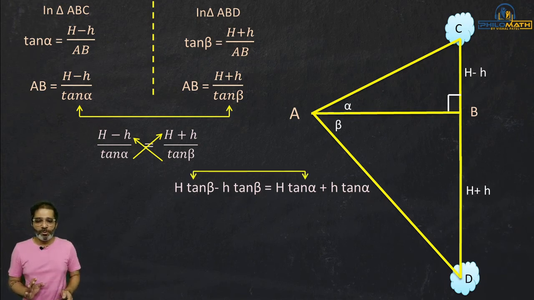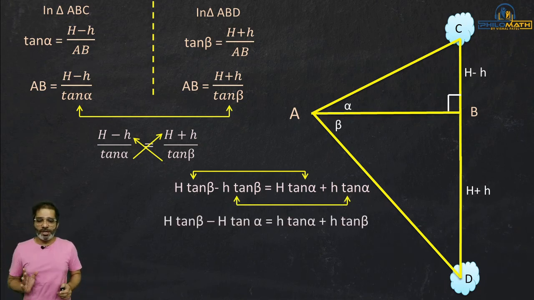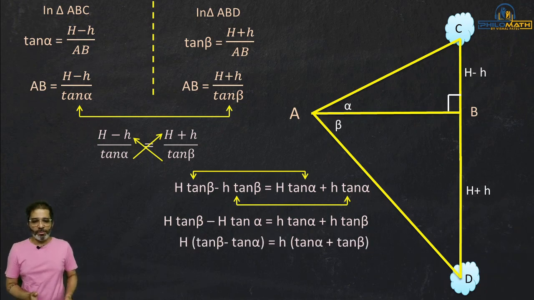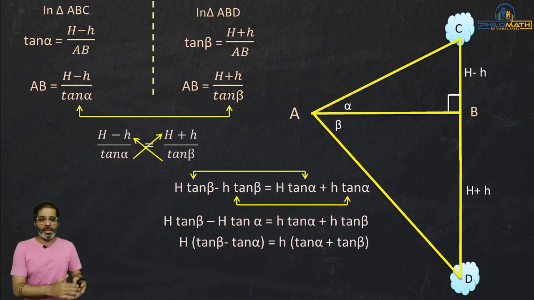Now what I'm going to do is I'm going to bring capital H terms on the left hand side and small h terms on the right hand side. So let us shift the terms and see what I get. Capital H tan beta minus capital H tan alpha equals small h tan alpha plus small h tan beta. So now what I can do is I can take capital H common from the left hand side and small h common from the right hand side. So when I take common, I get capital H in the bracket, what we get is tan beta minus tan alpha. On the right hand side we have small h bracket tan alpha plus tan beta.